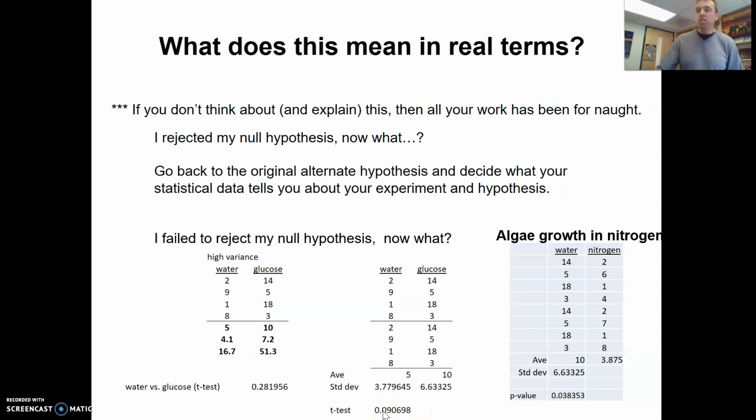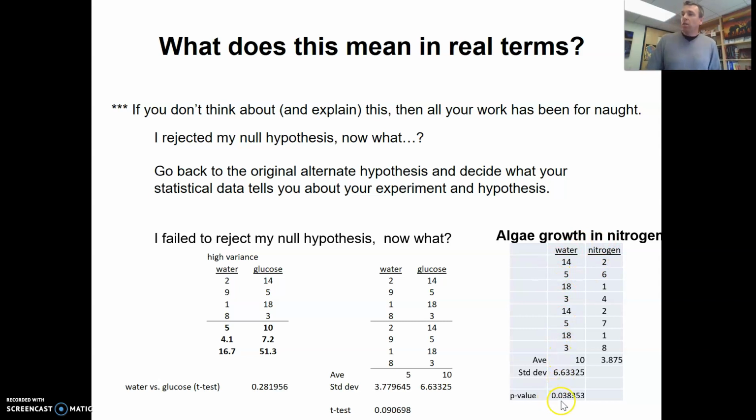But let's say you did reject the null hypothesis. So here I have a different set of data. My hypothesis here was that nitrogen is going to help algae growth. And so here I have some growth values. Again, I know units are extremely important, but I'm just trying to make a point here.